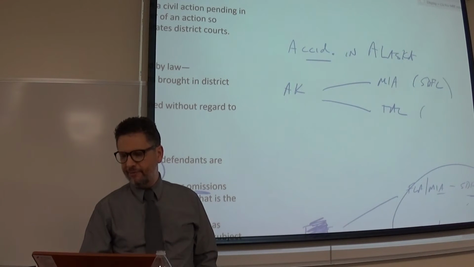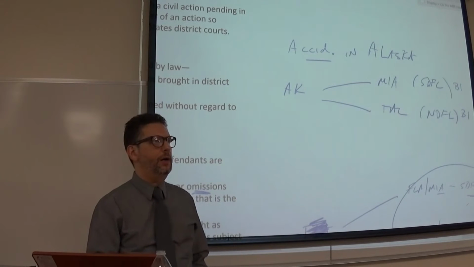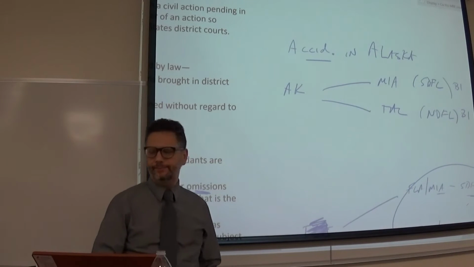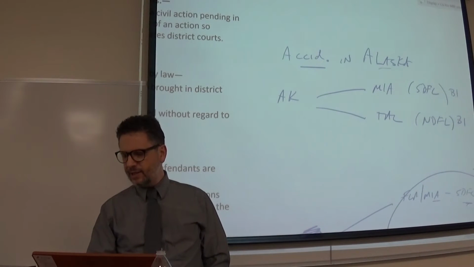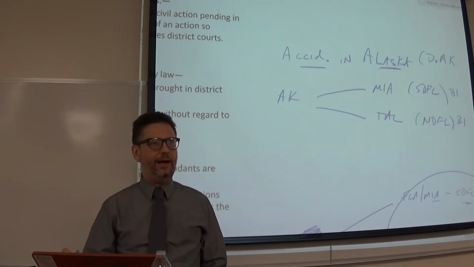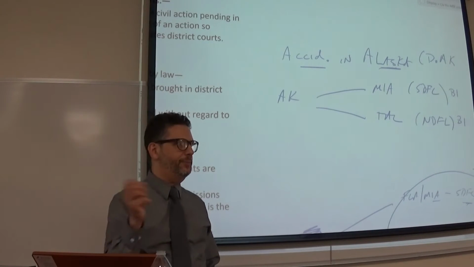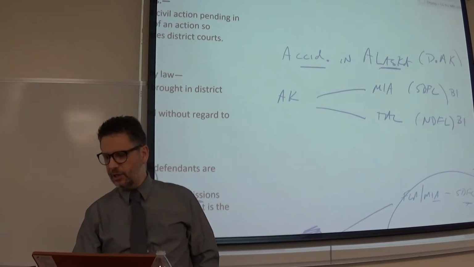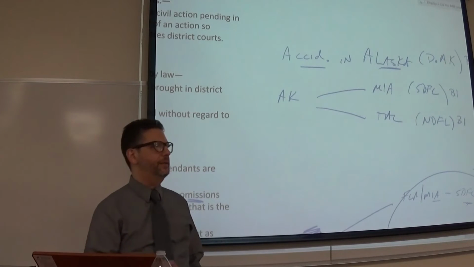Second, you're going to have the Northern District of Florida, and that's because of B1, right? Because all the defendants are residents in the same state. And because the accident happened in Alaska, you're going to have venue in the District of Alaska. I guess that's an A, K. I always forget whether it's Arkansas or Alaska, but you get the idea. And that's because of B2, where the accident happened.